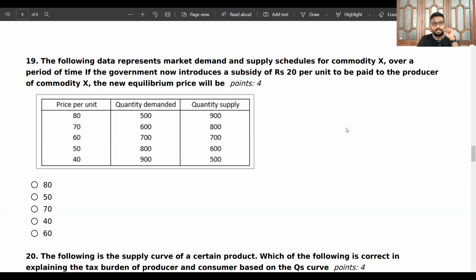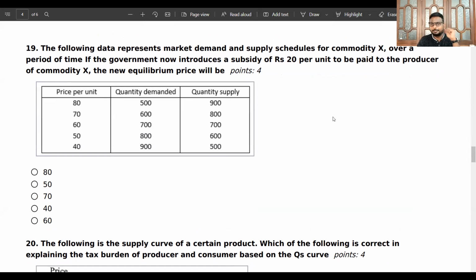Remember this. To do this question, there are multiple ways. One is where you find the demand equation using the demand schedule, find the supply equation using the supply schedule, and then using the supply equation and the subsidy value, you find the new supply equation after subsidy. Then take the demand and the new supply equation and make them equal to one another. You can find the new equilibrium price and new equilibrium quantity after subsidy. But that's a big process, right? You have to put in some time. Not that hard though, simple, but it will take a little bit of time.